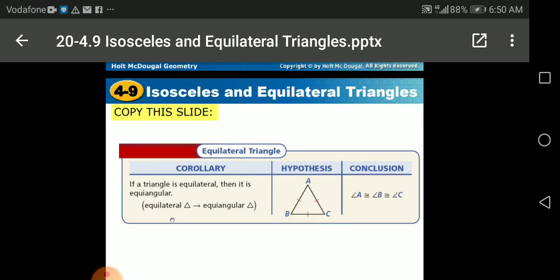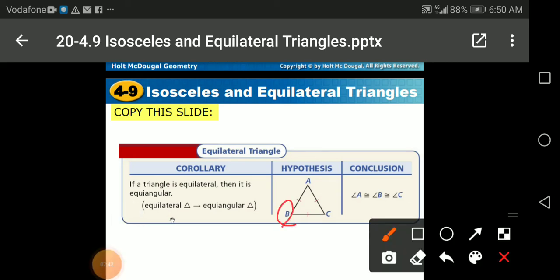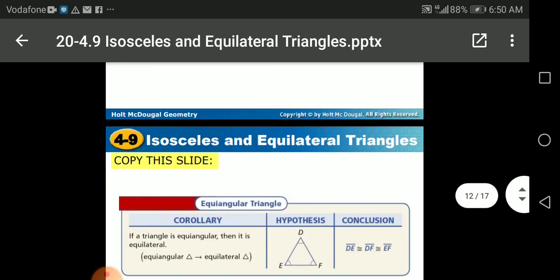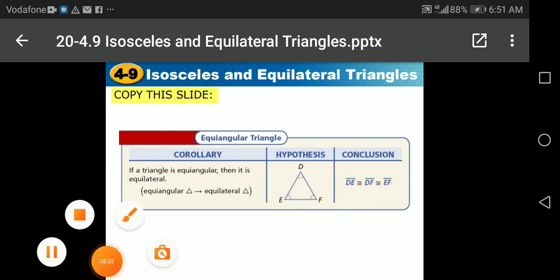And here, this is what? This is equilateral, equiangular. If you have an equilateral triangle, therefore you have equiangular. What's equiangular? The three angles are congruent. Measure of angle A is congruent to measure of angle B, congruent to measure of angle C. So if a triangle is equiangular, then it's equilateral. This is the converse of the theorem.